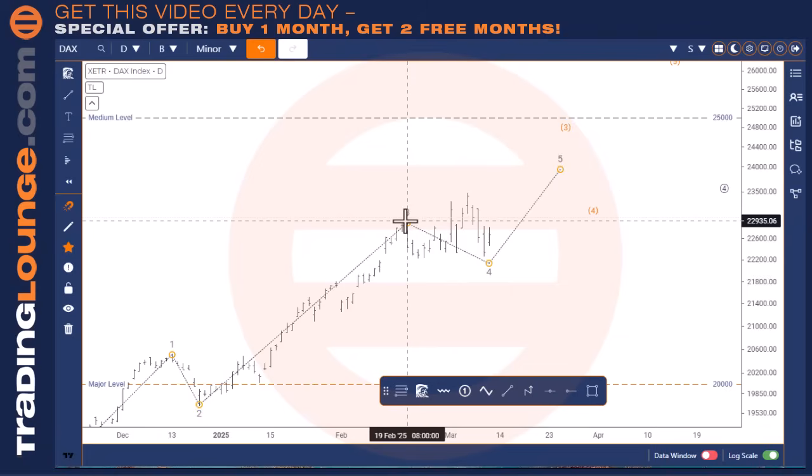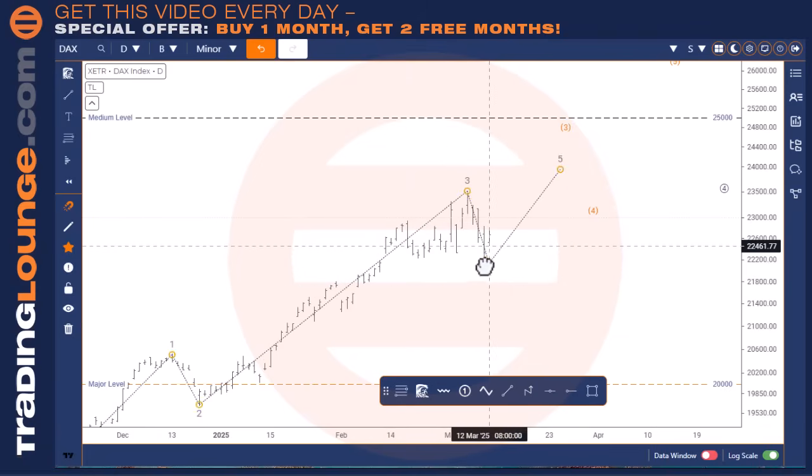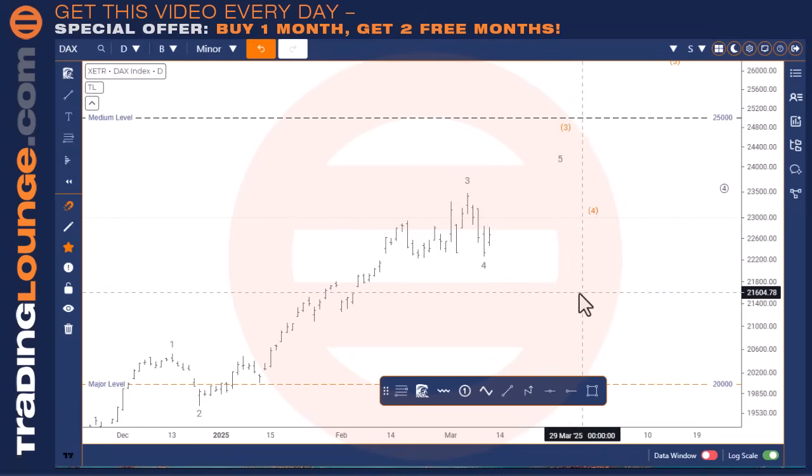So this 3 here we're putting up here, but if you've got a different count than this here, then you could certainly be right. We're trying to sort of figure out if that's the low there.